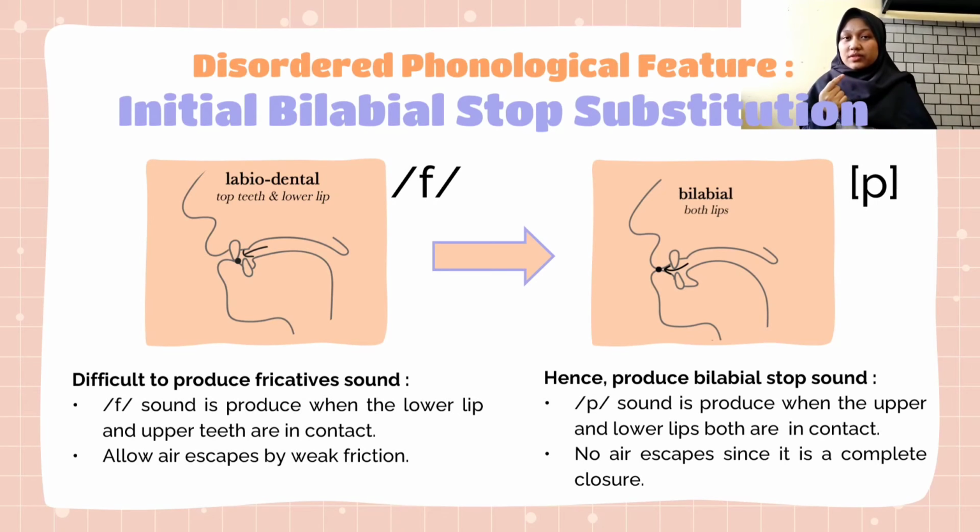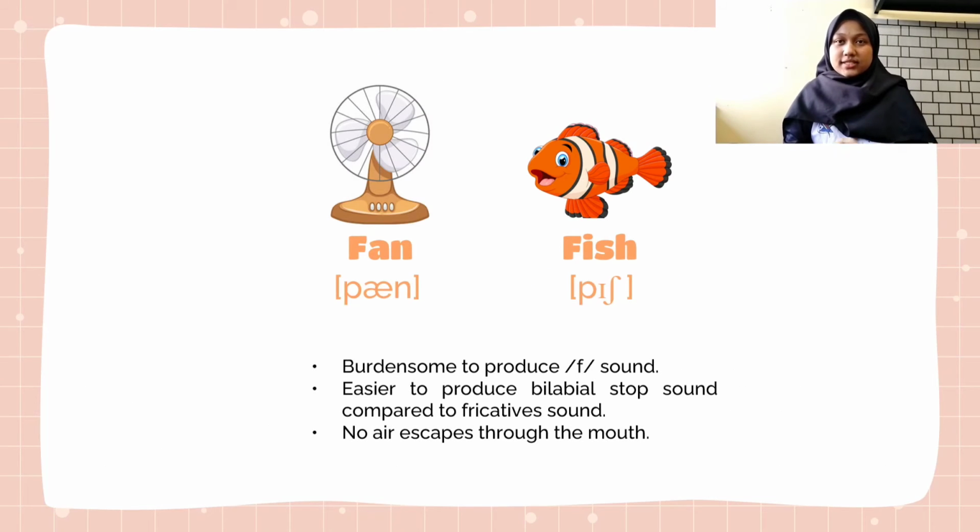Hence, a bilabial sound is produced instead, since it simply makes the upper and lower lips touch together, which is much easier. In this case, TK substituted the initial labiodental fricative sound of words like fan and fish for the same reason, as fricative sounds are among the most burdensome sounds to produce. Therefore, he pronounced them as pan and pish instead, considering that it was way easier for him since he has problems using the correct placement of articulation of F. In fact, no air escapes since the bilabial stop sound, which is P, blocks the air stream.